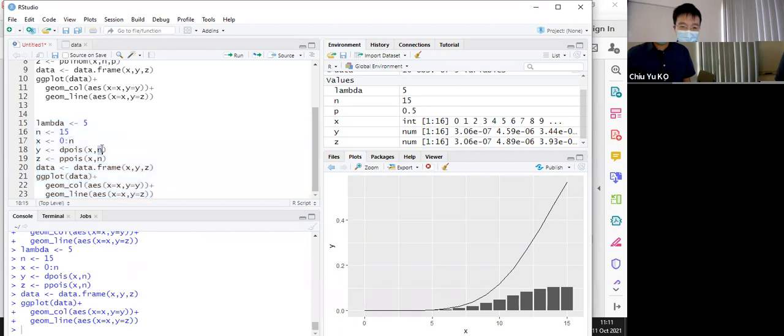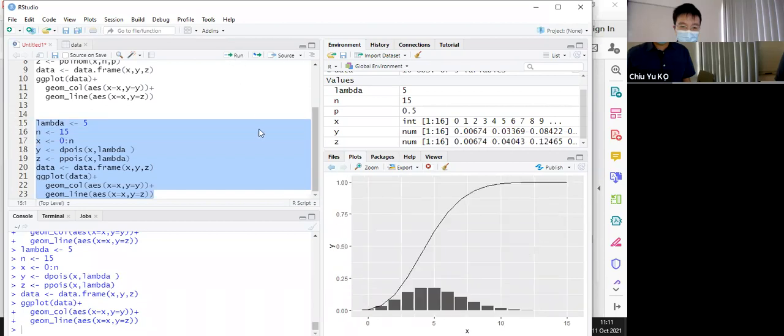Oh, sorry, I made a mistake. It should be lambda. Sorry, it should be lambda. So this is the graph. It should be concentrated near the mean. Okay, so this should be the answer.